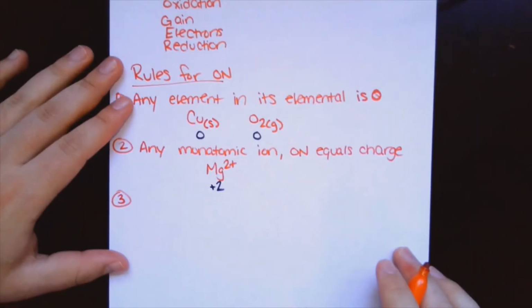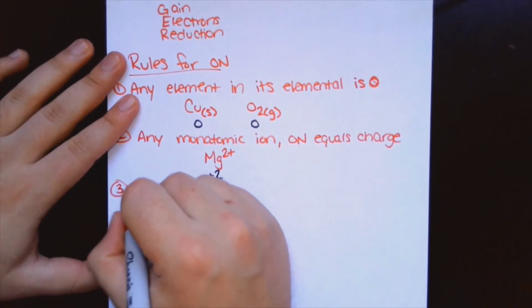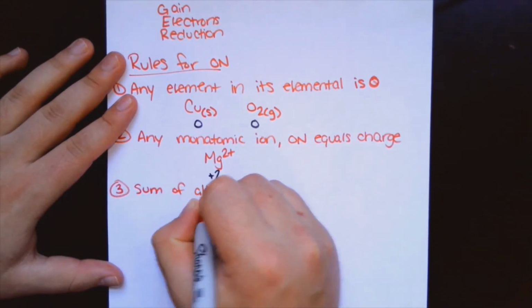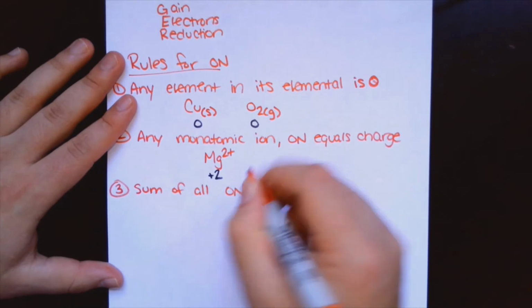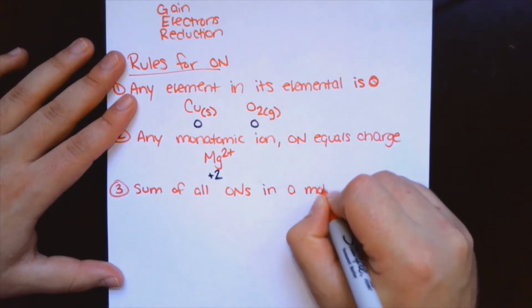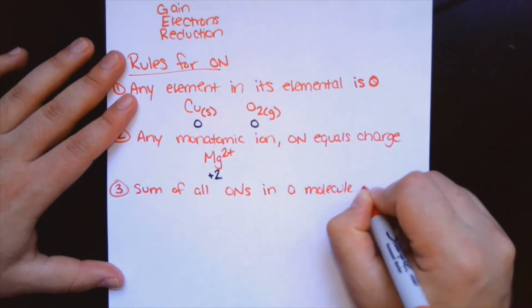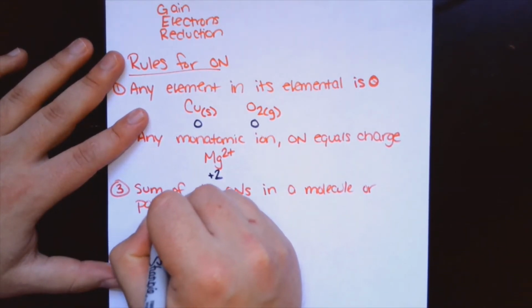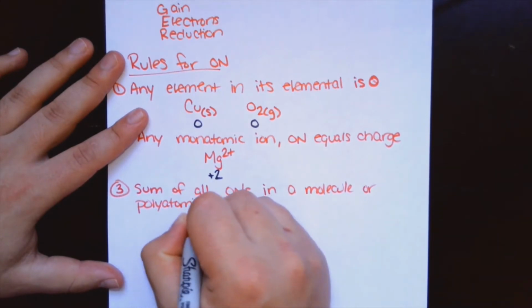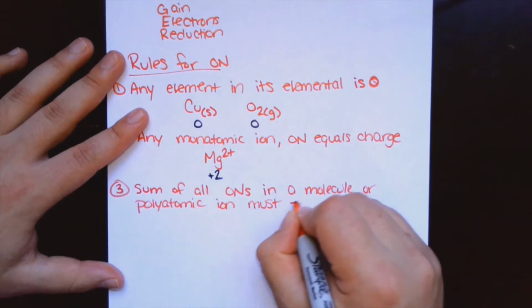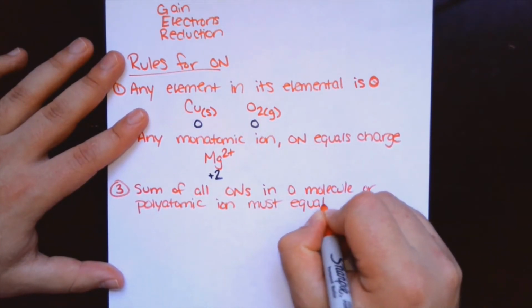Rule number 3: the sum of all oxidation numbers in a molecule or ion, or polyatomic ion, must equal the total charge.